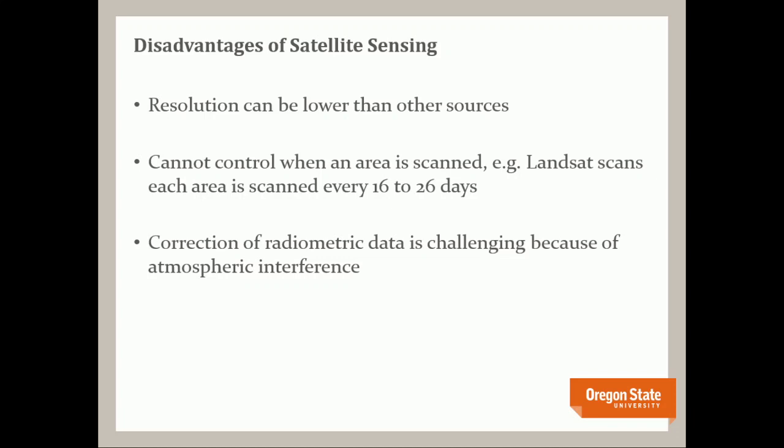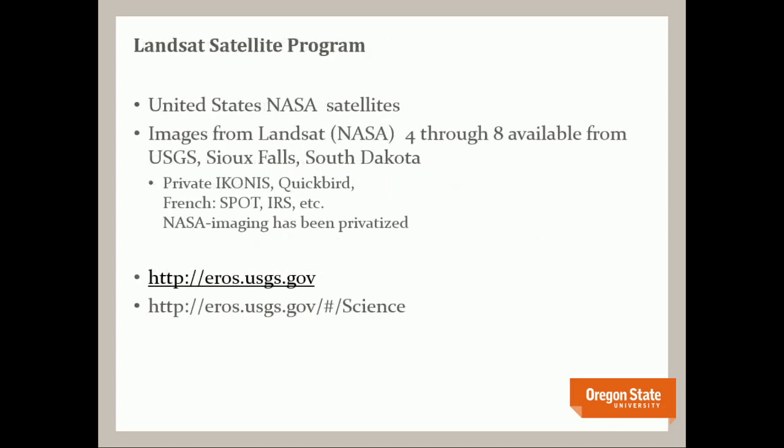Disadvantages of satellite sensing include resolution can be lower than other sources, and you cannot control when an area is scanned. For Landsat, each area is scanned every 16 to 26 days. Correction of radiometric data is challenging because of atmospheric interference.